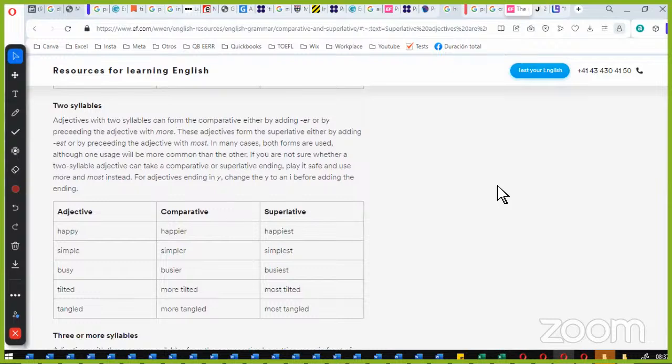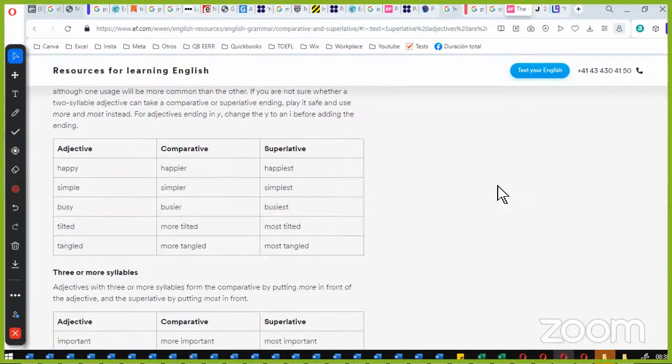Two syllables. Adjectives with two syllables can form the comparative either by adding er or by preceding the adjective with more. These adjectives form the superlative either by adding est or by preceding the adjective with most. In many cases, both forms are used, although one usage will be more common than the other. If you're not sure whether a two-syllable adjective can take a comparative or superlative ending, play it safe and use more and most instead. For adjectives ending in y, change the y to an i before adding the ending.